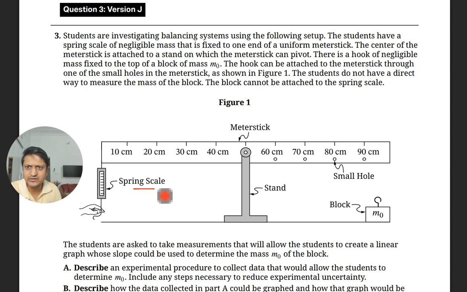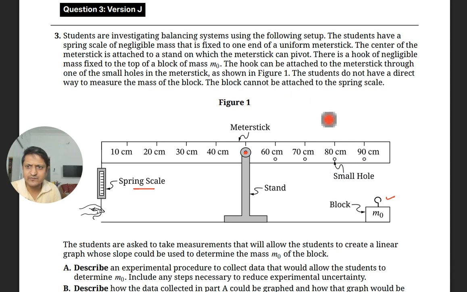The center of the meter stick is attached to the stand on which the meter stick has a pivot. So this is the pivot. There is a hook of negligible mass fixed to the top of the block of M naught. So this is a negligible mass hook and M naught. The hook can be attached to the meter stick through one of the small holes in the meter stick, as shown in the figure. So these are the holes.